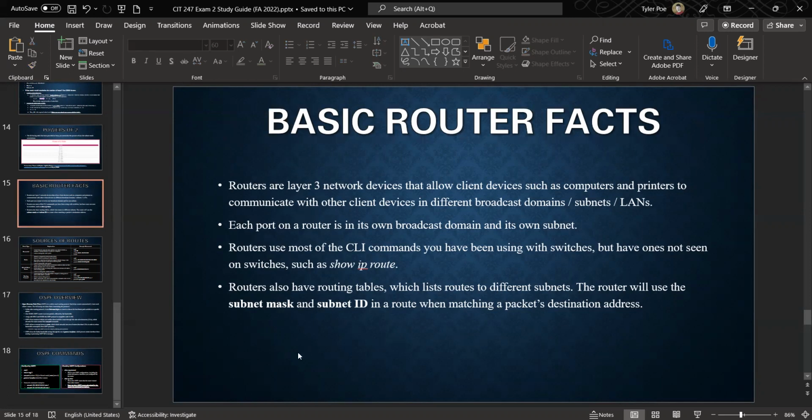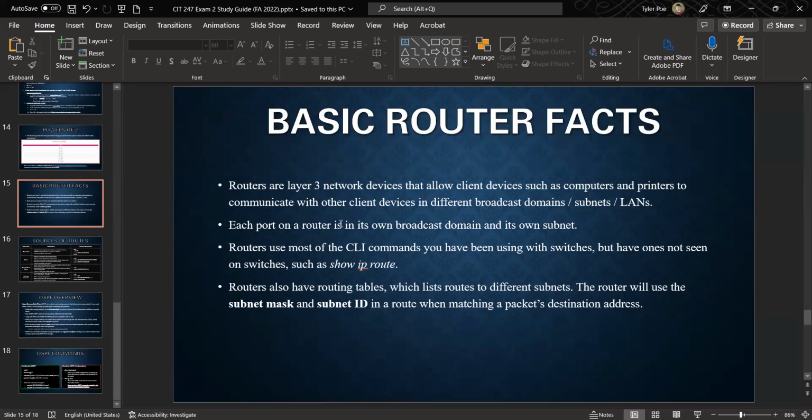So some of this information could be in the exam, just to let you know. Routers are layer 3 network devices that allow clients such as computers and printers to communicate with other client devices in different broadcast domains or subnets or LANs. These three terms are very similar to one another. Broadcast domain, LAN, pretty much synonymous. Subnet refers to the IP addressing of these LANs and broadcast domains.